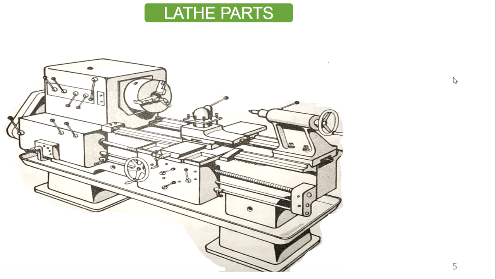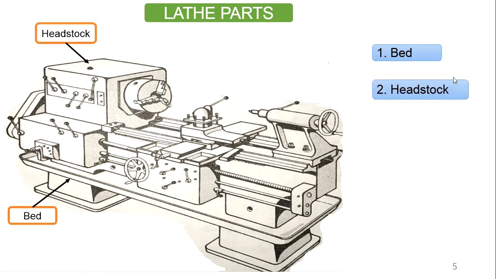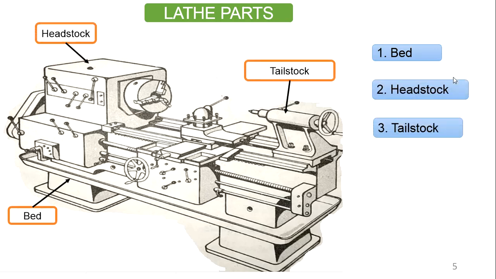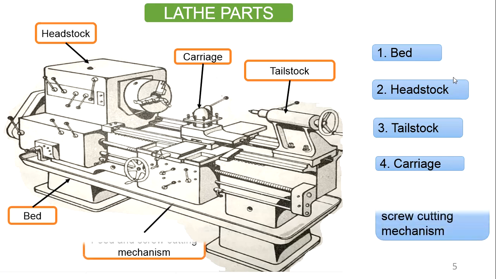Then we have some important parts of the lathe machine. The lathe machine has 5 important parts. First is the bed, second is the headstock, third is the tailstock, then we have the carriage, and then we have the feed mechanism and screw mechanism or thread cutting mechanism.